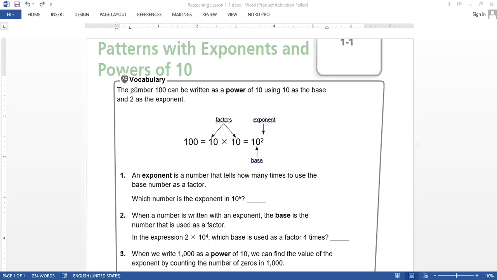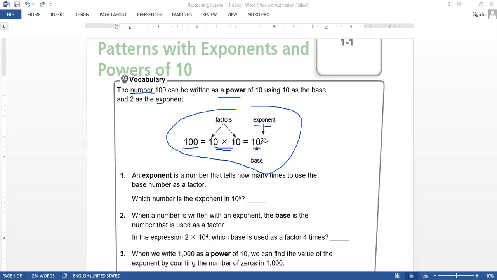The number 100 can be written as a power of 10 using 10 as the base and 2 as the exponent. Here are the power parts. When we write 100, we can write it as a repeated multiplication with the factor of 10. So 10 multiplied by 10 equals 100. These two factors, the factor 10, is repeated twice. So we call 10 the base, and how many times the factor was repeated is the exponent. So the exponent is 2.